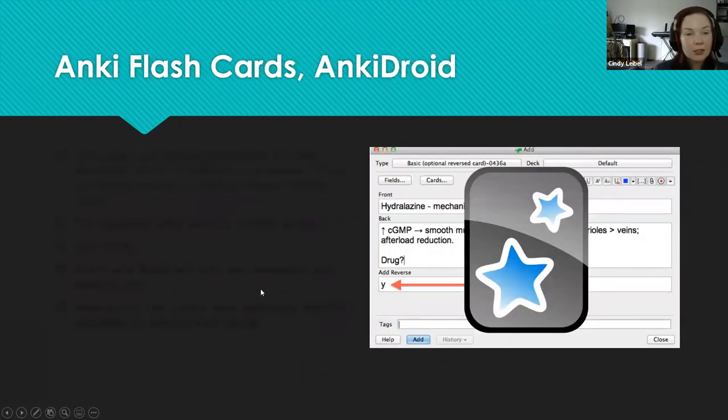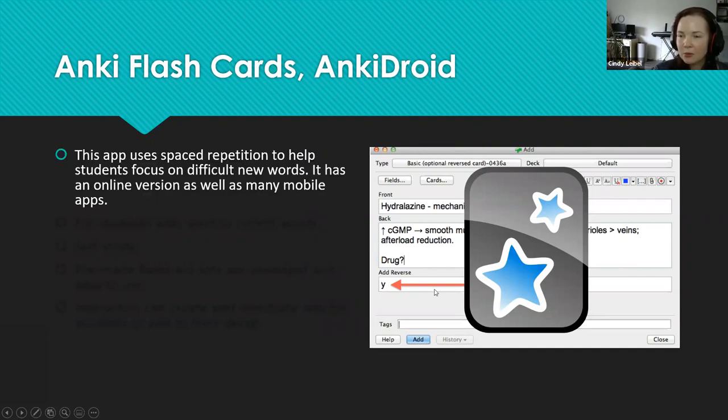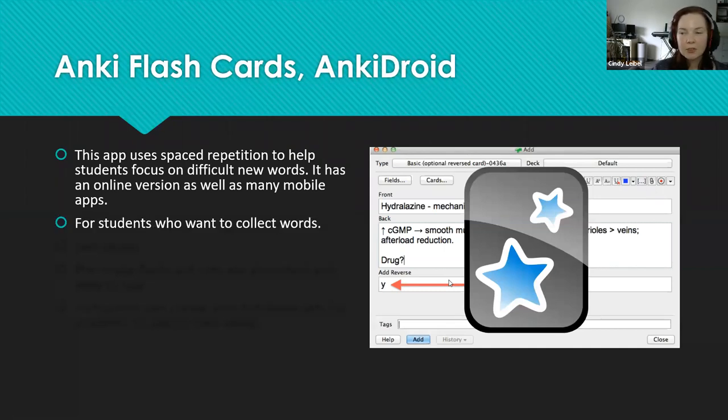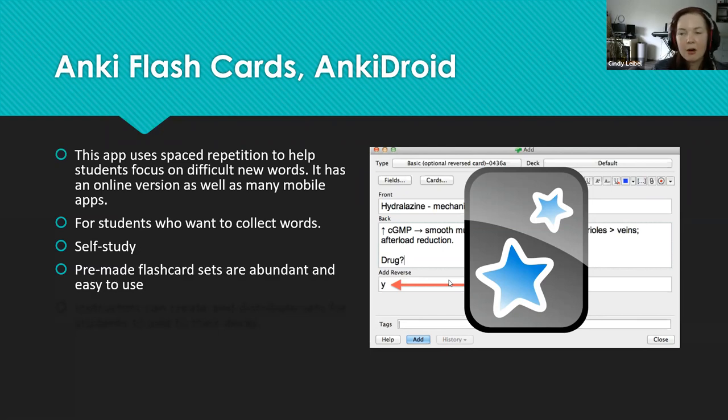Anki flashcards or AnkiDroid. It's just a flashcard website, but what I like about this one is it makes it really easy to collect decks. It uses spaced repetition to help students focus on difficult new words. And it's got both an online version and a mobile app version. It's good for students who want to collect words for self-study. And there are many pre-made flashcard sets.